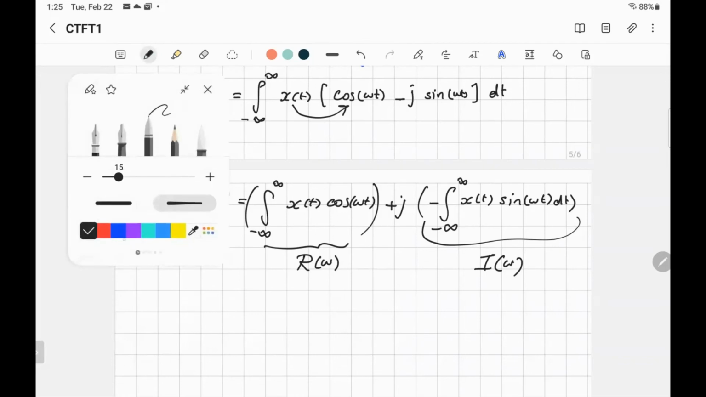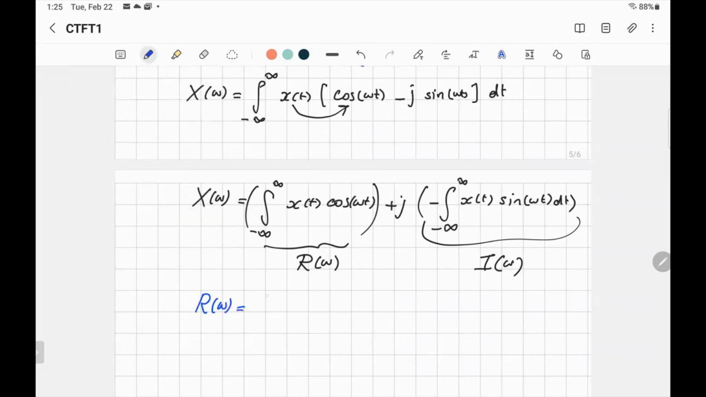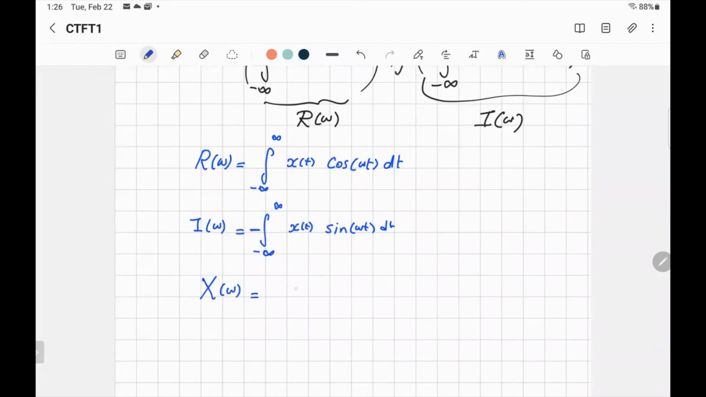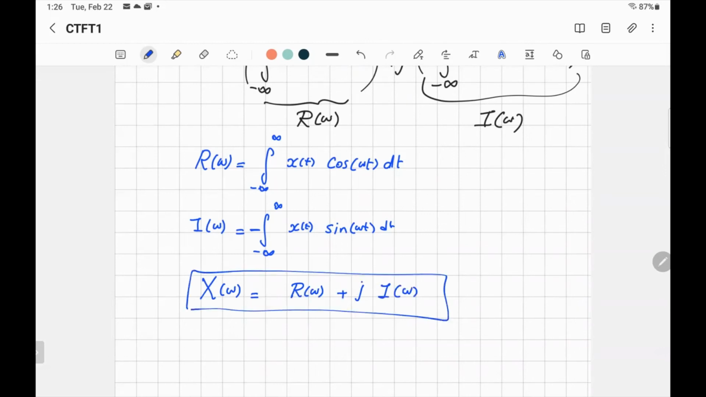Let me just write it down and see if you are convinced or not. I'll call it R. The real part is equal to the integration of x of t times cosine omega t dt. That's the real part. The imaginary part, I call it I of omega, equal to the integration from negative infinity to infinity of x of t times sine omega t dt, with the minus outside. So now I can write X of omega is equal to the real part R of omega plus j times the imaginary part I of omega. So now I have the expression in rectangular form. And then when I integrate, sometimes it's nice: I integrate, multiplying by cosine and by sine. That's the rectangular form.